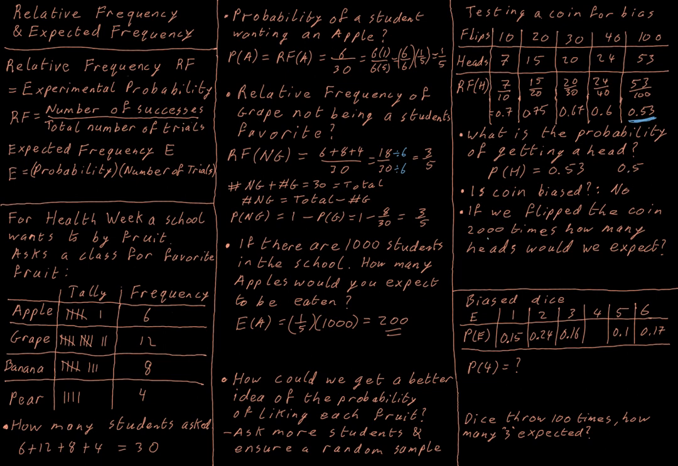If I flipped the coin 2,000 times, how many heads would I expect? Well, that's an expected value problem. So the probability of getting a head based on our experiments so far is 0.53 times 2,000. It's going to be 1,060, I think. Yep, 1,060.